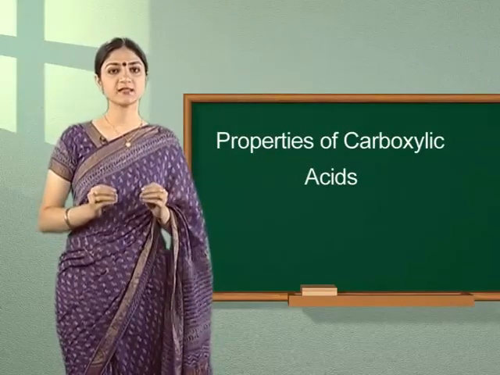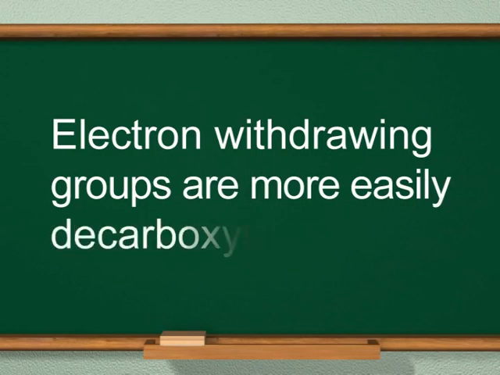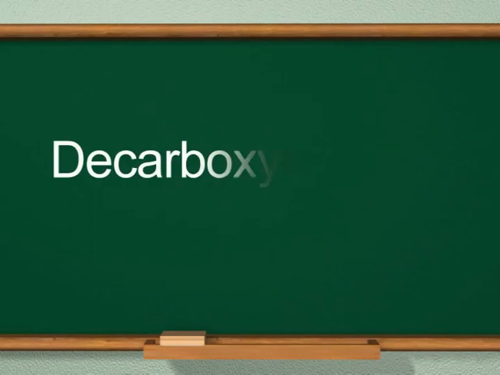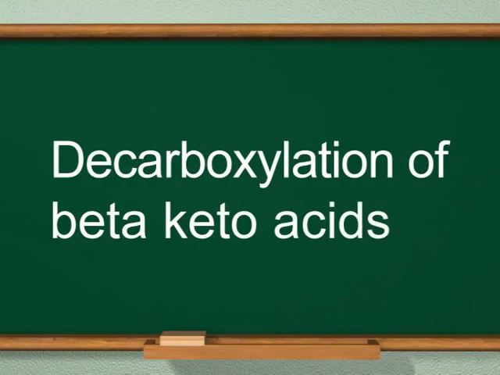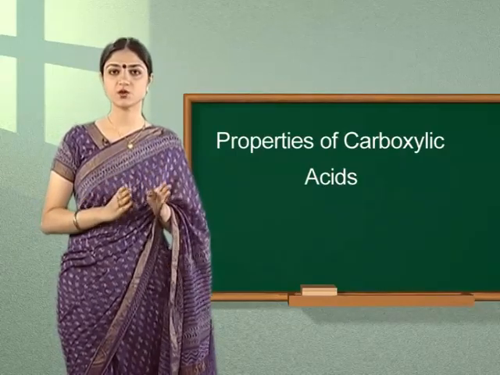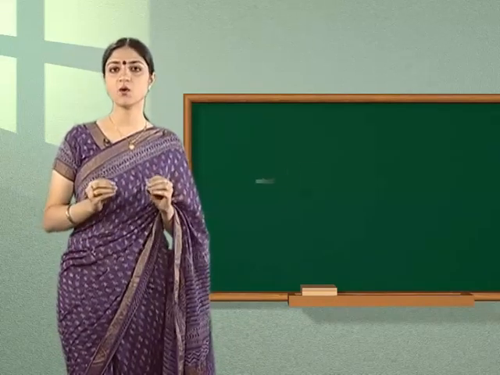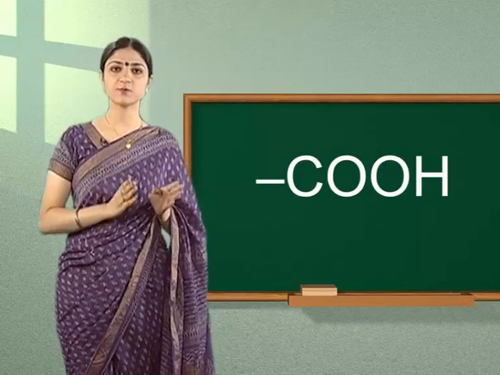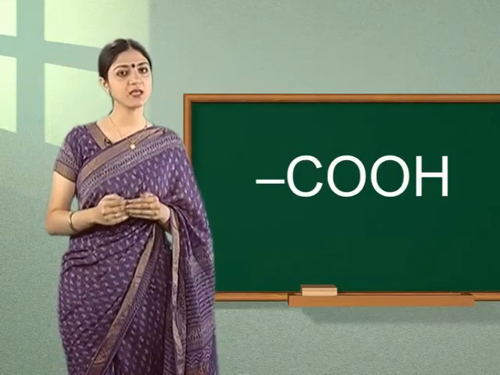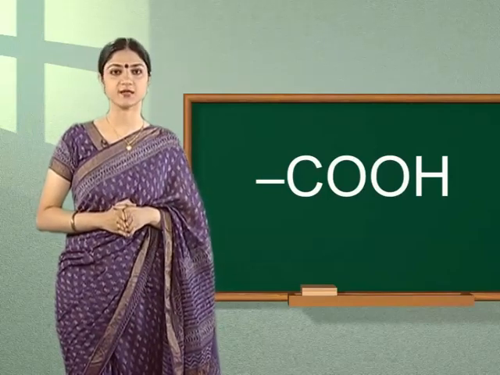Children, acids with electron withdrawing groups are more easily decarboxylated. For example, decarboxylation of beta keto acids. Carboxylic acids with an electron withdrawing group such as carbonyl group or COOH group at the beta position with respect to COOH group readily undergo decarboxylation on heating.